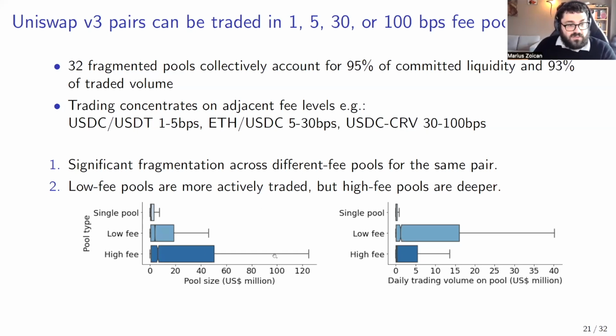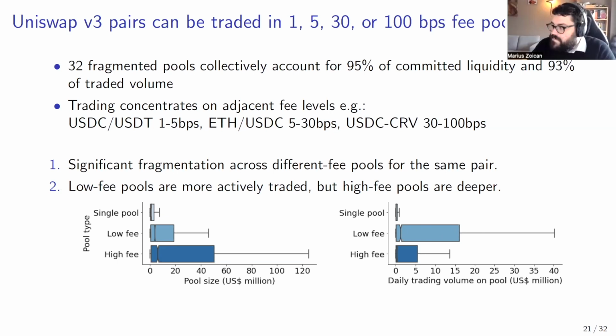And then we see a lot of fragmentation, right? You can see here both pool size and volume. The sizes of the fragmented pools are an order of magnitude higher than for pairs that are in a single pool. And you see something that's very consistent with the model. There's a lot of liquidity locked in the high fee pools, at least over our sample. But a lot of activity, a lot of trading volume, is actually in the low fee pools. I think that was our initial observation.